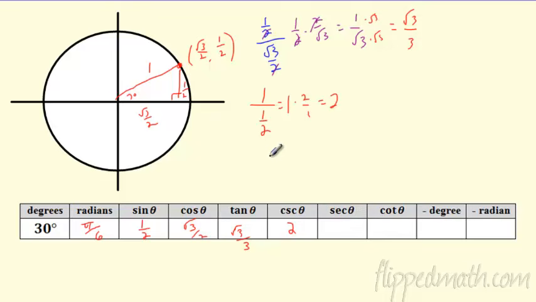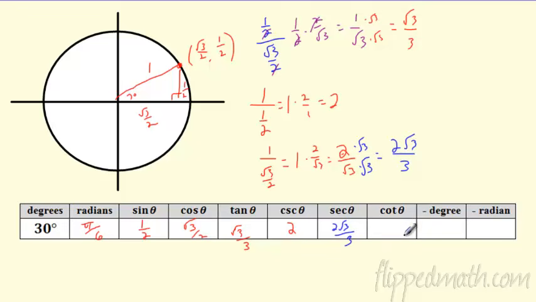To do secant, we're going to do 1 over cosine. So it's going to be 1 over radical 3 over 2. Again, we're going to flip that second fraction and multiply. So we're looking at 2 over radical 3, which is fine, but we got to get rid of that radical in the bottom. So we'll multiply by the radical. We're looking at 2 radical 3 over 3. Square root of 3 times square root of 3 is 3. So that is the simplified version of that.